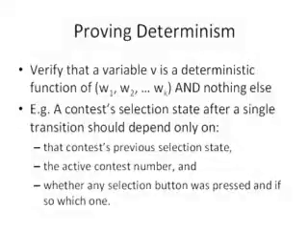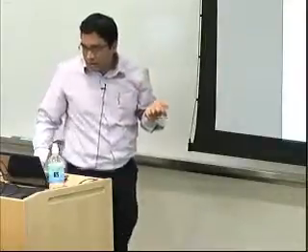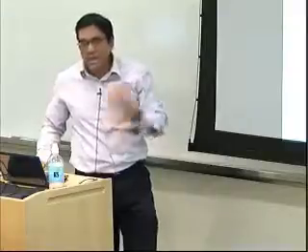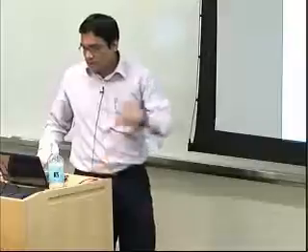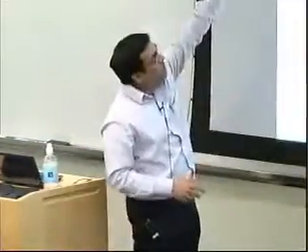The problem here in general in proving determinism is you want to verify that some state variable v is a deterministic function of k variables w1 to wk and nothing else. It's only those k variables that determine the value of v. This could be a single cycle dependence, combinational dependence, or it could be a one cycle dependence. All right. So that's the verification task.